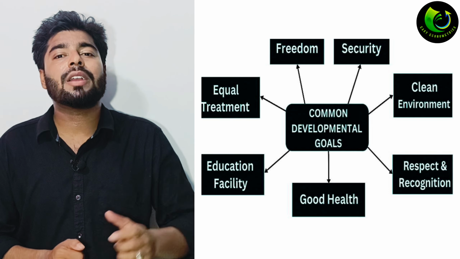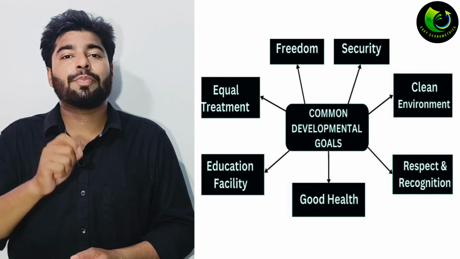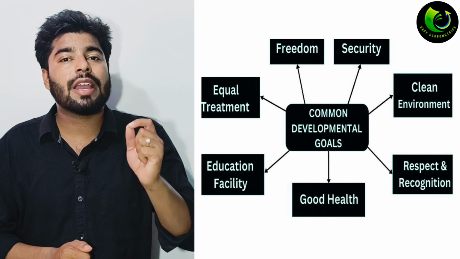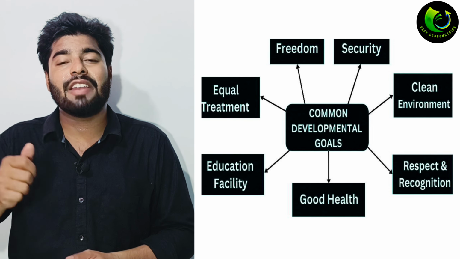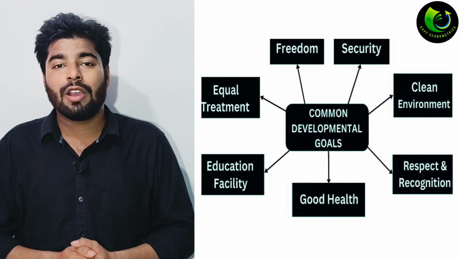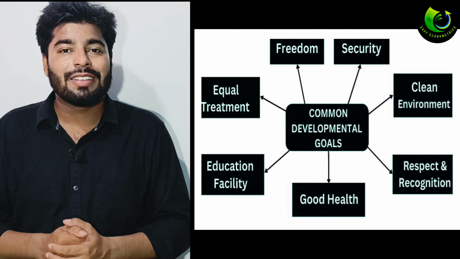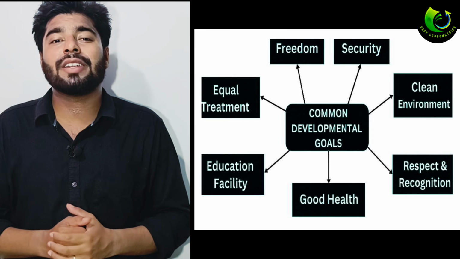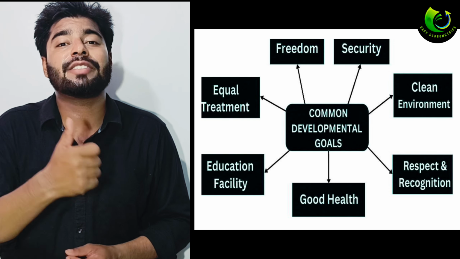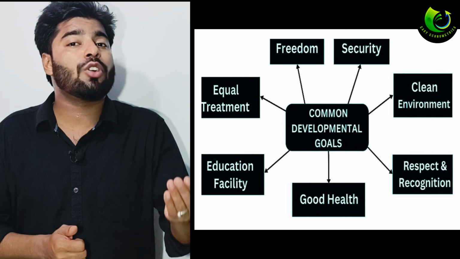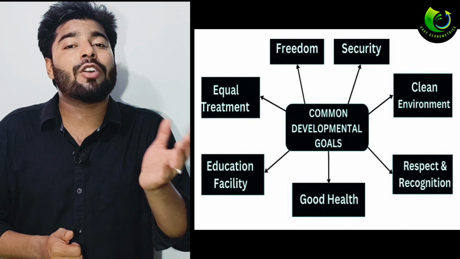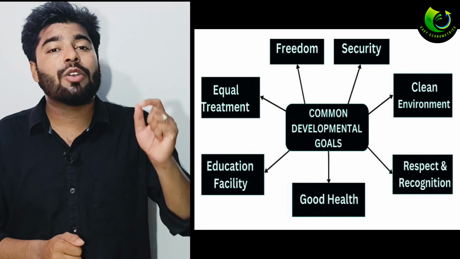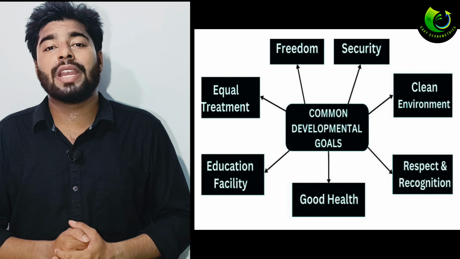Look at the picture. These are the 7 common development goals: respect and recognition, security, freedom, good health and education facilities, clean environment, equal treatment. Why are these common? These are universal goals because they represent the human's basic needs and wants. Whether you are rich or poor, from any country or religion, these are the common things that make your life better and much more meaningful.